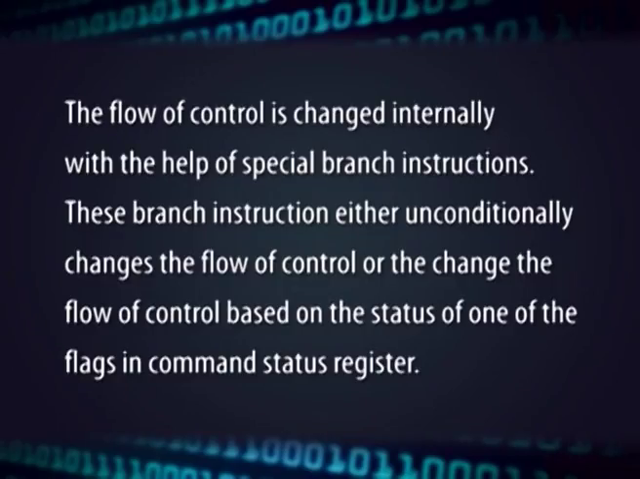Hello everyone, today we are going to study the CPU interrupts. As we have studied earlier, once the CPU is powered on, by default it executes the sequence of instructions one after another. The flow of control is changed internally with the help of special branch instructions. These branch instructions either unconditionally change the flow of control, or the change is based on the status of one of the flags in the command status register.